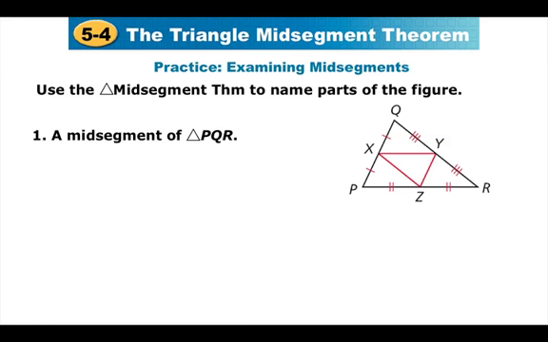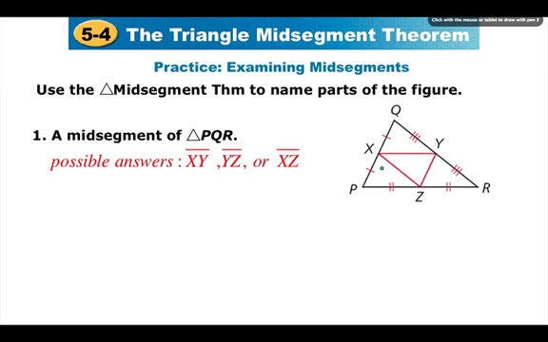It says use the triangle mid-segment theorem to name parts of the figure. So for number 1, it says a mid-segment of PQR. There's more than one answer. Here it is. These are the possible answers: XY, which you see here, YZ, and XZ.